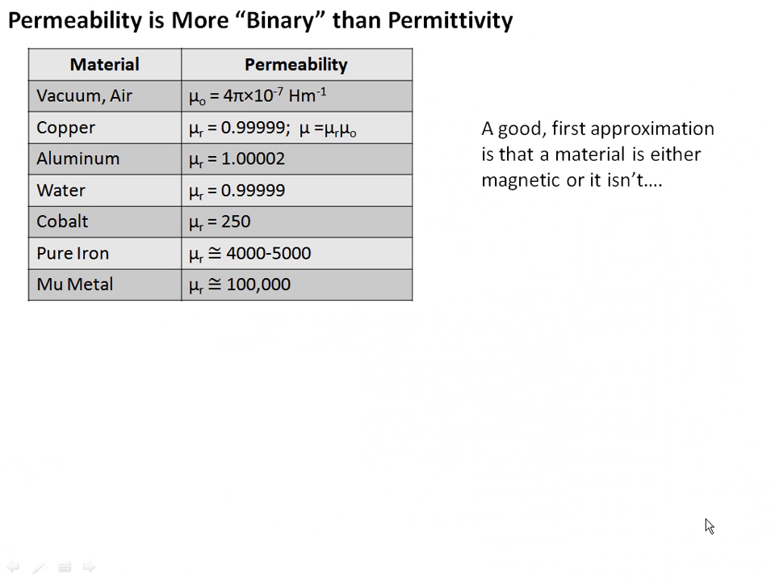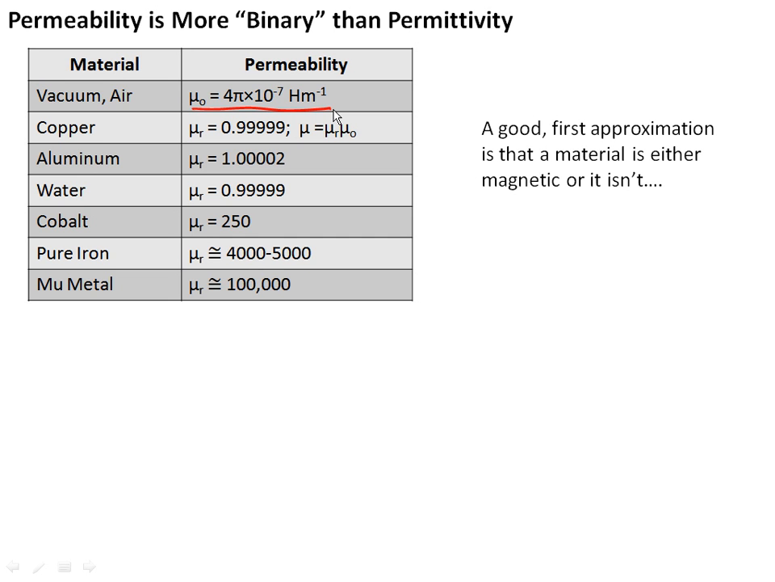Another factor about the permeability is it's much more binary than the permittivity. And what do we mean by this? It doesn't mean it just has values of 0 and 1. If we look at the permeability of vacuum or air, we find it has a value mu naught of 4 pi times 10 to the minus 7 henries per meter, where henry is a measurement of the magnetic field.